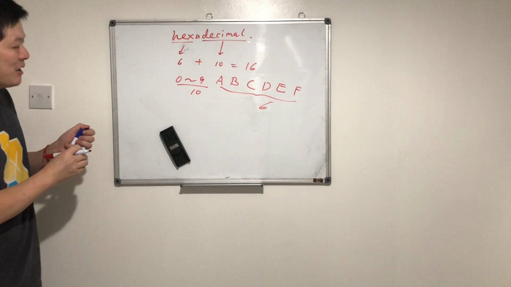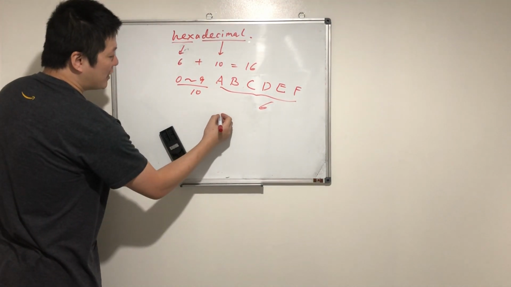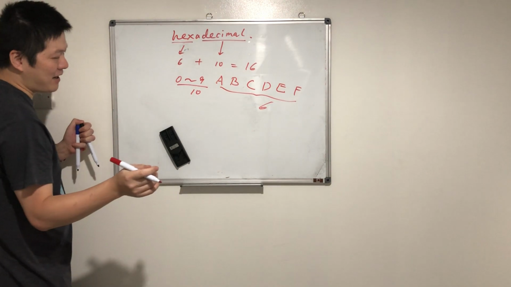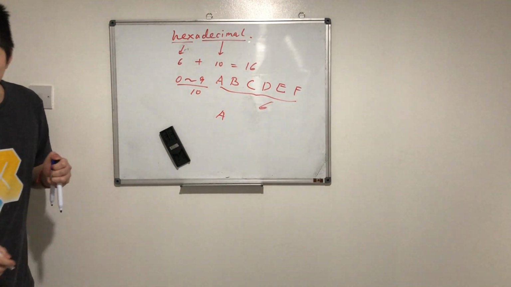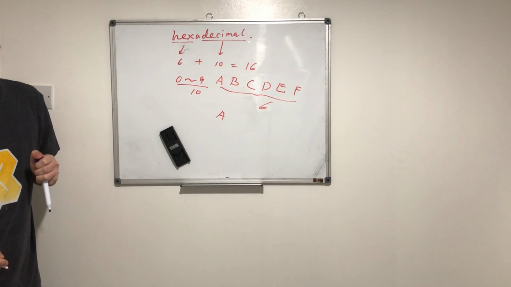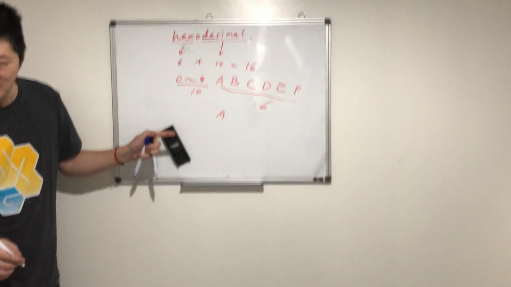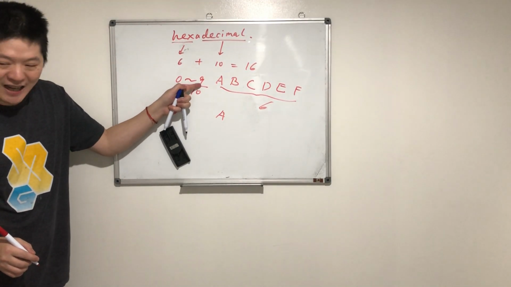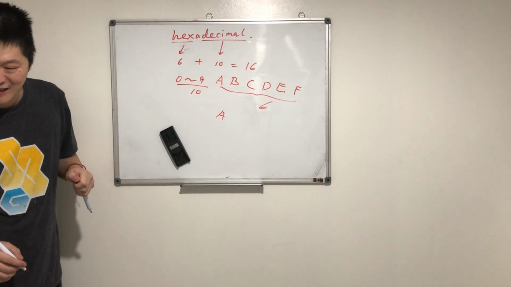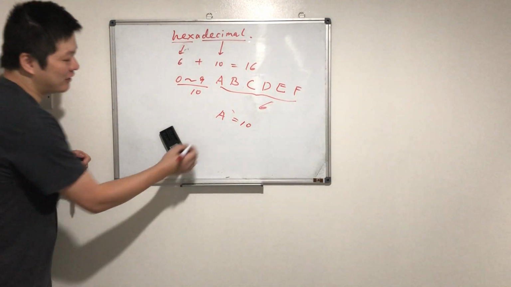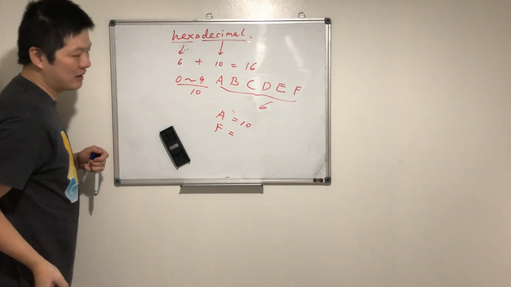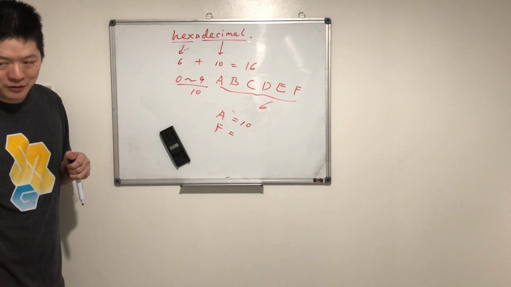Can you tell me what A is in decimal? What's 9? 9 is 9. What's after 9? 10. Yeah, A is 10. How about F? What's F? 16. No, close, very close.